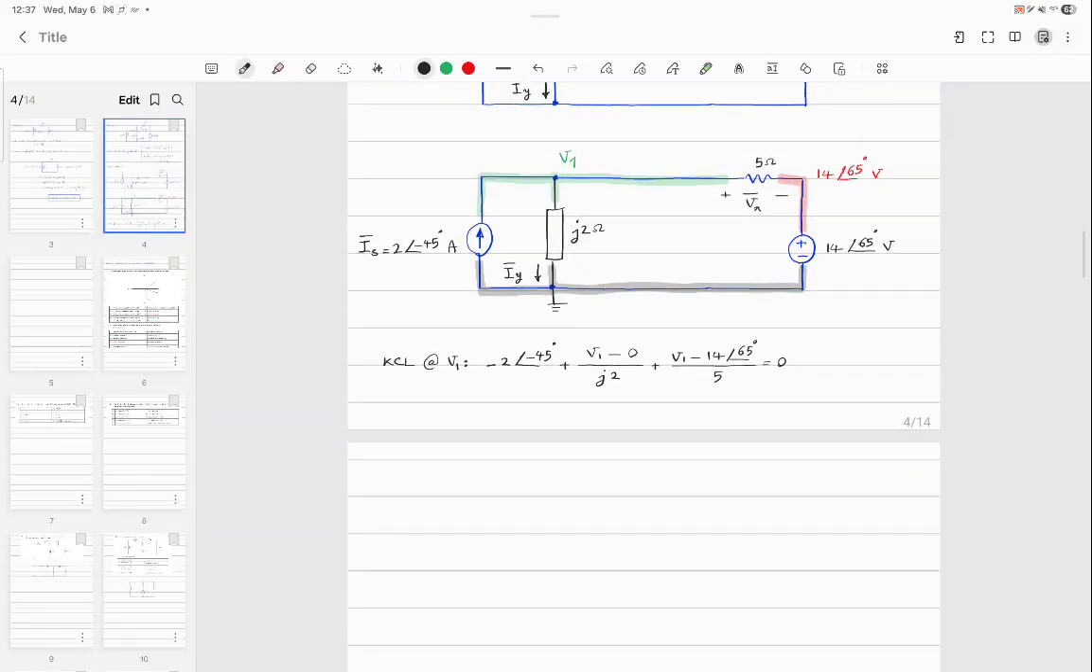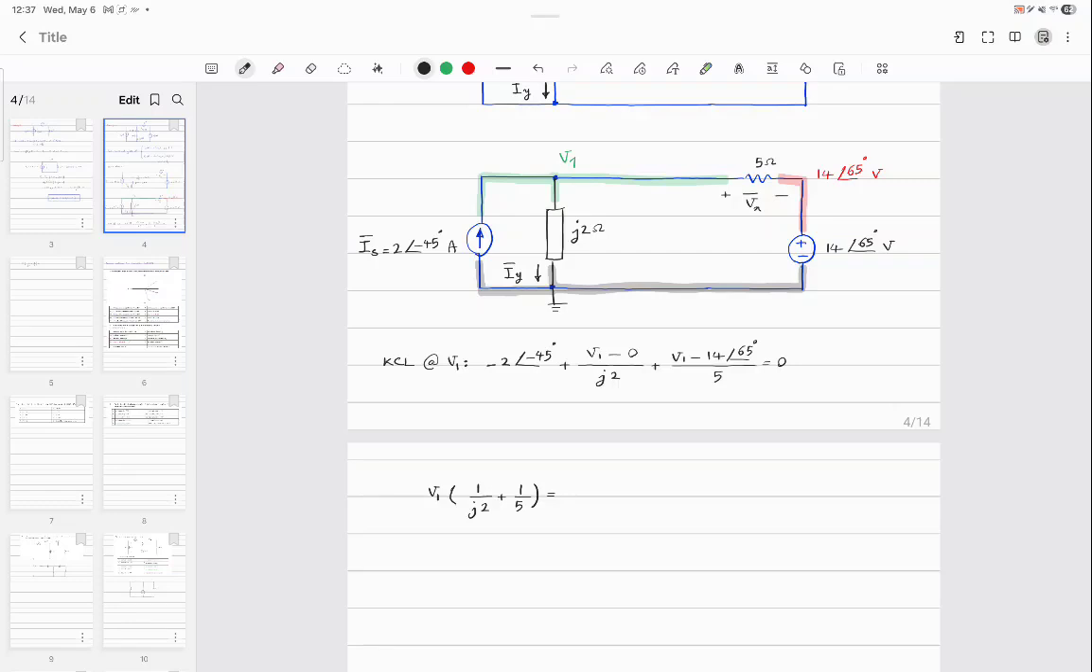Okay, what should I do next? One equation, one unknown, all right? So this is what I do. V1 times (1 over J2 plus 1 over 5). I factor out V1, find the coefficients, and take everything that doesn't have V1 to the right-hand side.